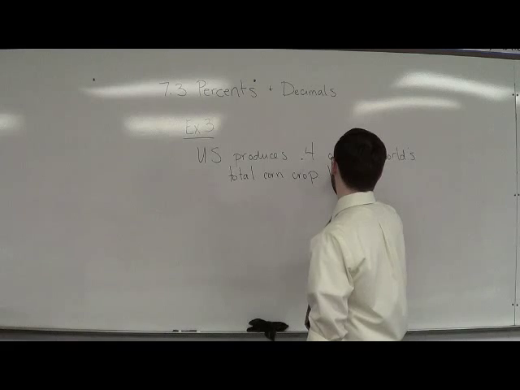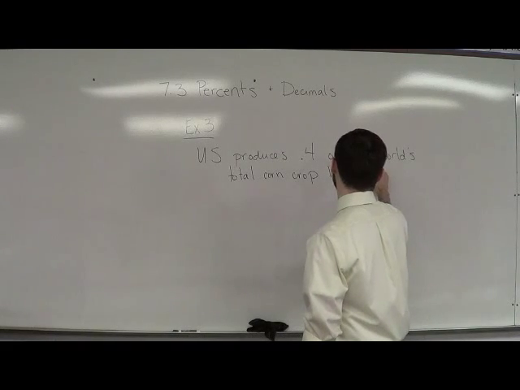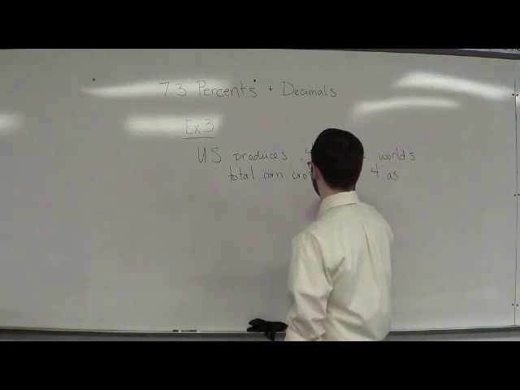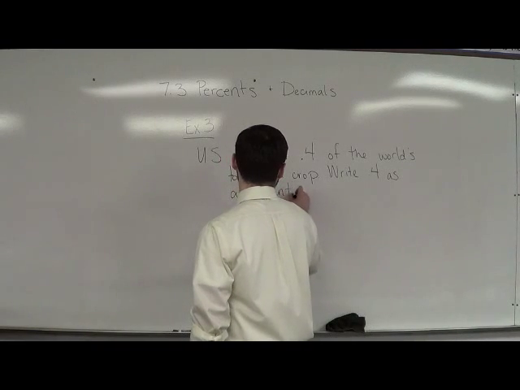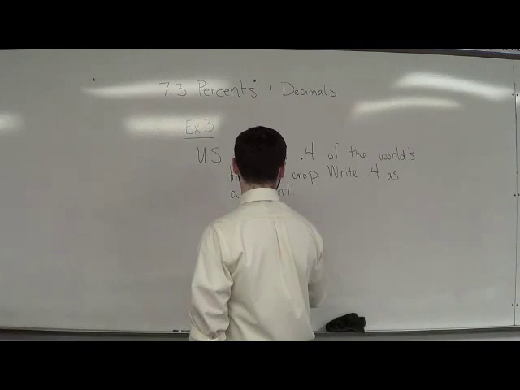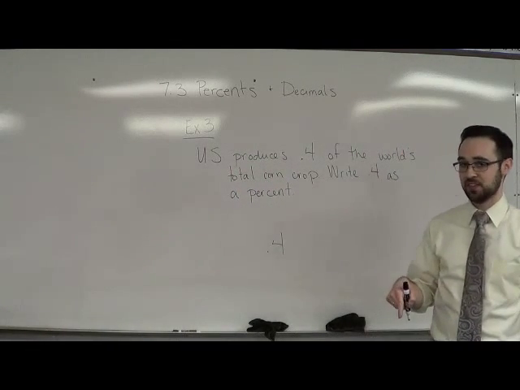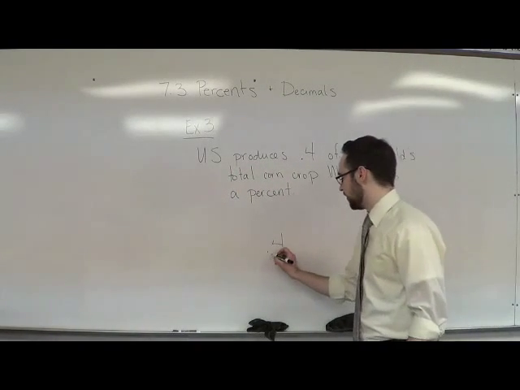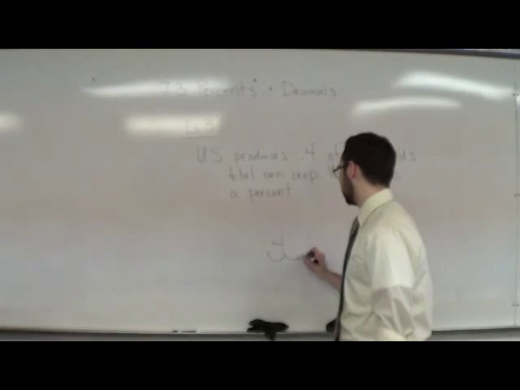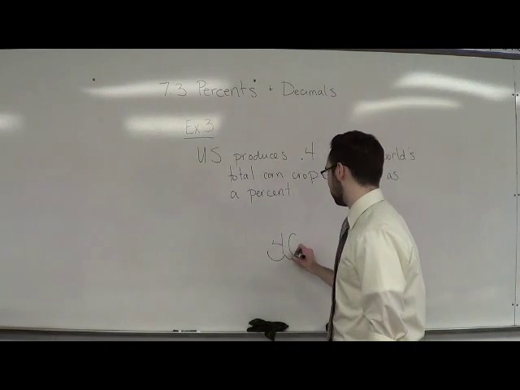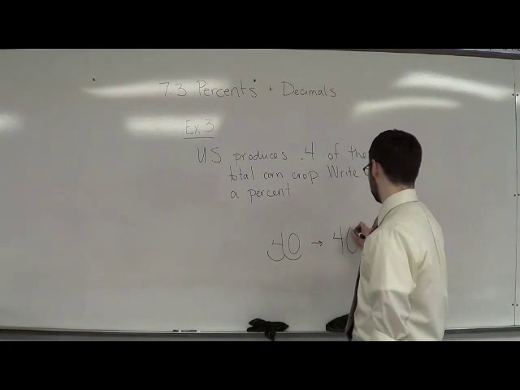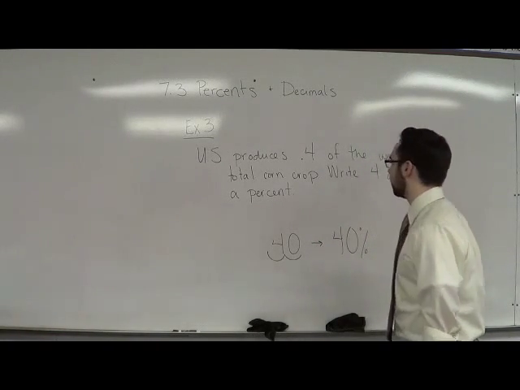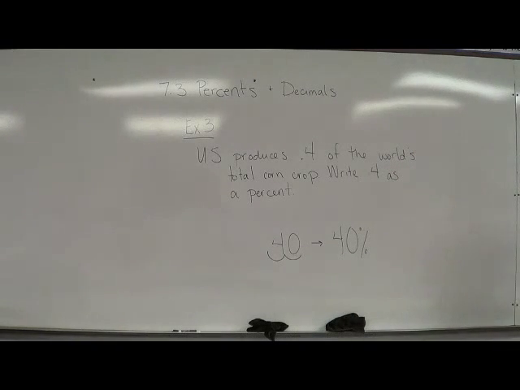They want us to write 0.4 as a percent. That's 4/10, which again, we just want to move that decimal 2 places, which means we have to add the 0 for a placeholder, so we end up with 40%. So the U.S. produces 40% of the world's total corn crop.